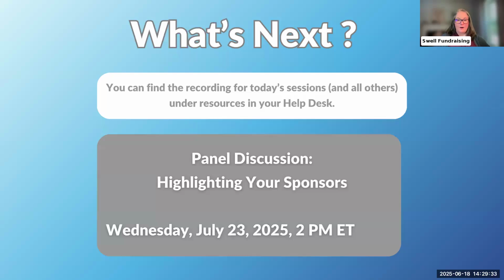So next up, our next Just One Thing is in July. We do this once a month. So it's July 23rd, and it's going to be a panel discussion. Brooke is going to lead it, and she's going to be talking with some Swell clients about ways that they highlight their sponsors for their events and their campaigns of all kinds. So that's always a really good topic.